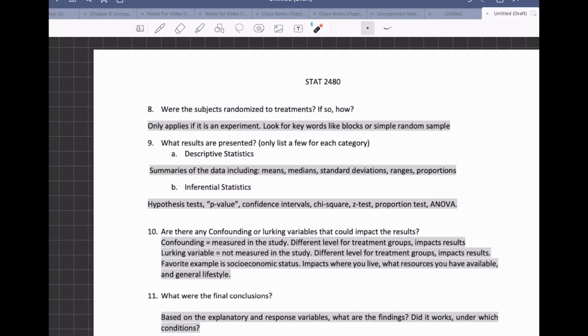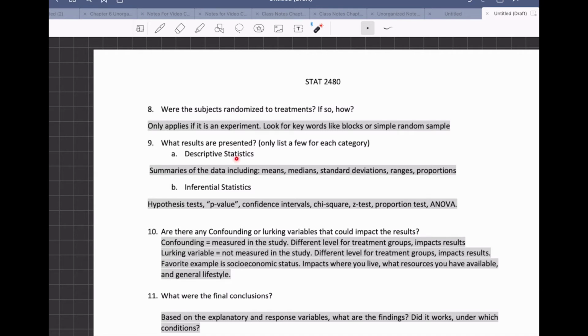Number 8, were the subjects randomized to treatments? Remember that treatments is another way to say explanatory variables or combinations of explanatory variables. This only applies if it is an experiment. Look for keywords like blocks or simple random sample. If you see these words, it's very likely that the treatments were randomized.